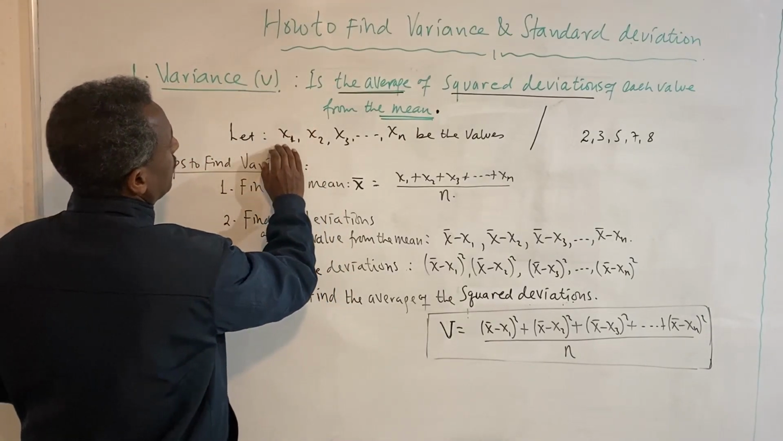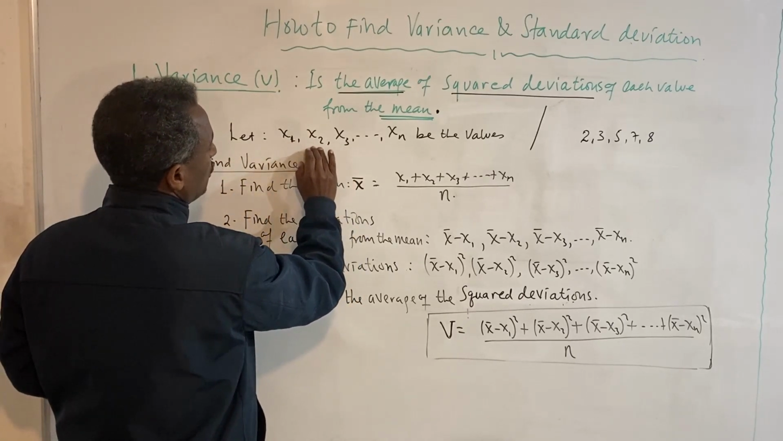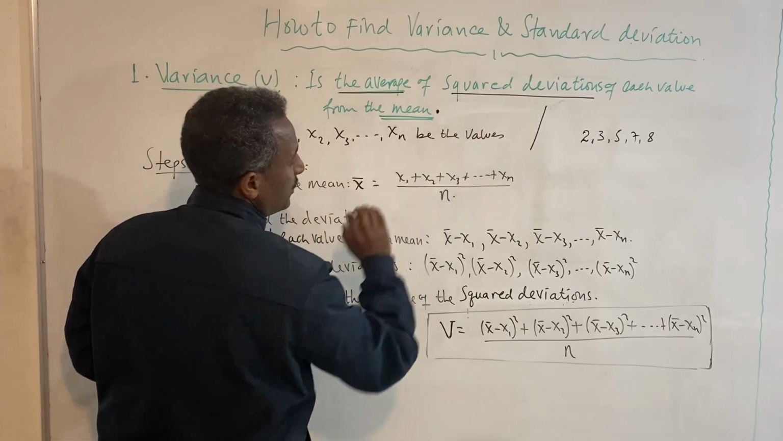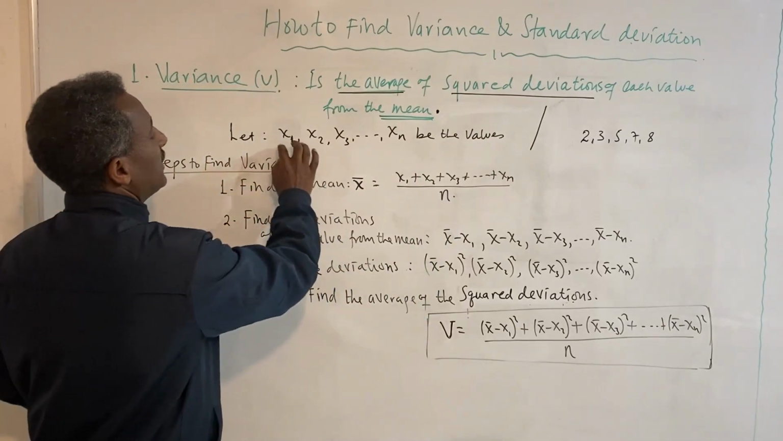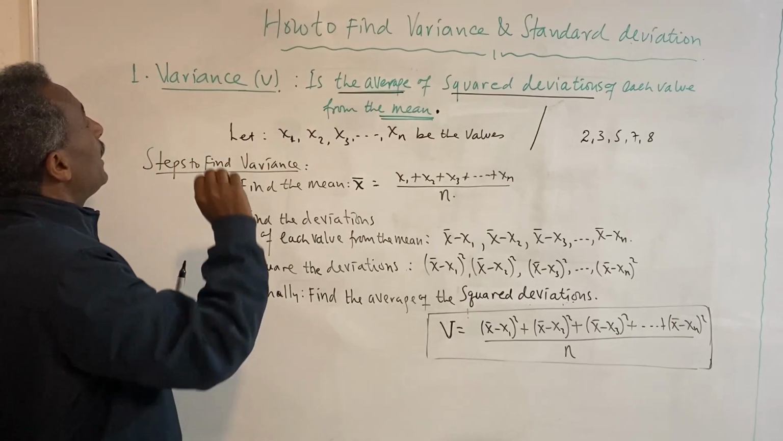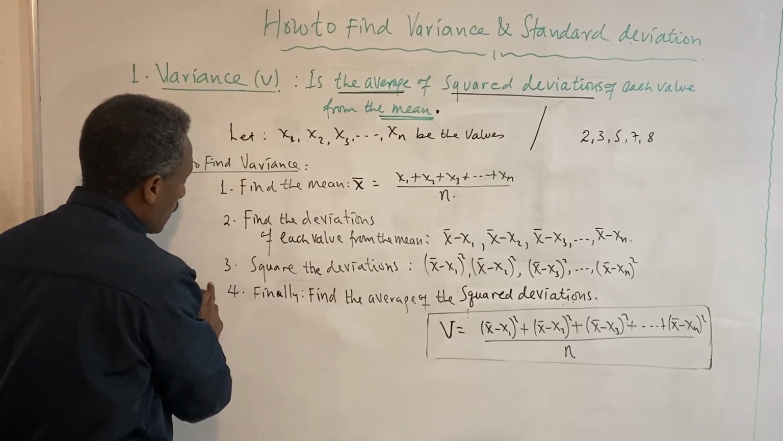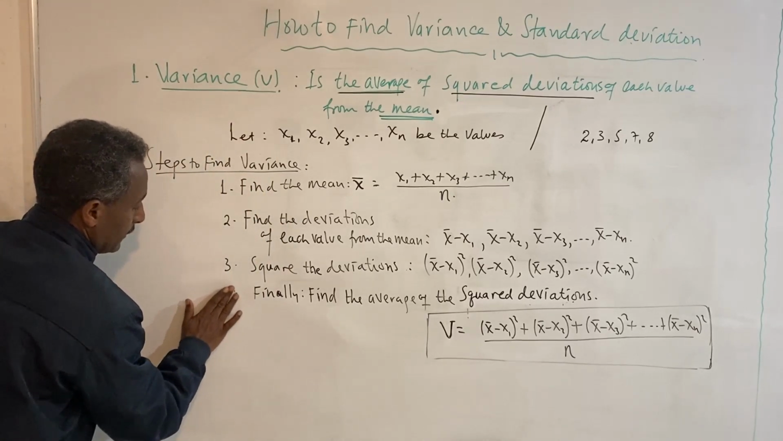Let x1, x2, x3, ..., xn be the values. Or let this be the set of data given. Then to find the variance, we need to follow these 3 steps.